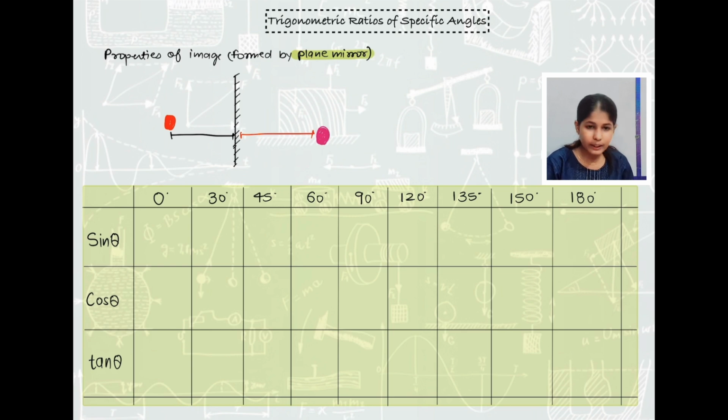Means for example, if this is the mirror and this is our object, whatever the distance is between them, for example, this is 1 meter between the object and the mirror, it will be the same in the case of the image. Whatever the distance between the object and mirror was, it will be the same as the distance between the mirror and image. This is our image and this is our object, and as you all know, this is our mirror.